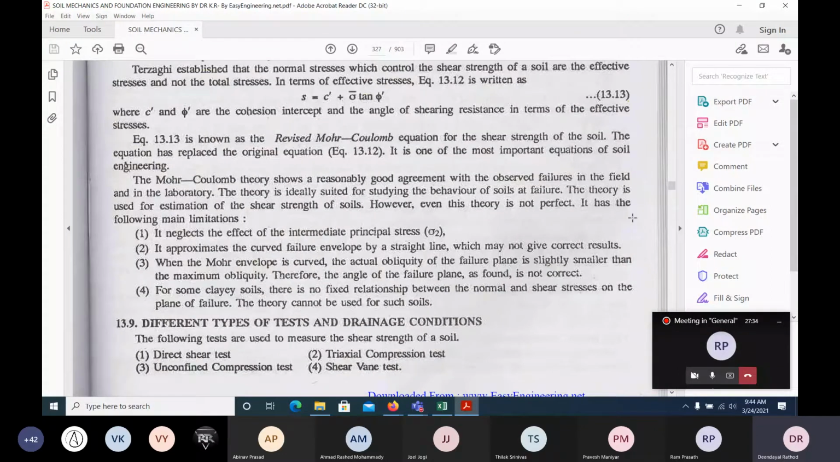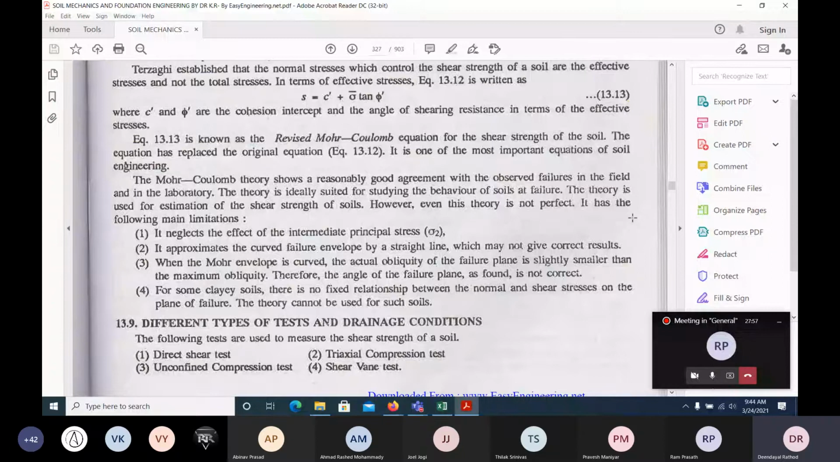It neglects the effect of the intermediate principal stress. We have already neglected that one, sigma 2 we have neglected. But it would be three-dimensional in the field actually. It approximates the curved failure envelope by a straight line. That means we have changed from curve to the straight line for our convenience. So whatever we are getting is not 100% correct result.